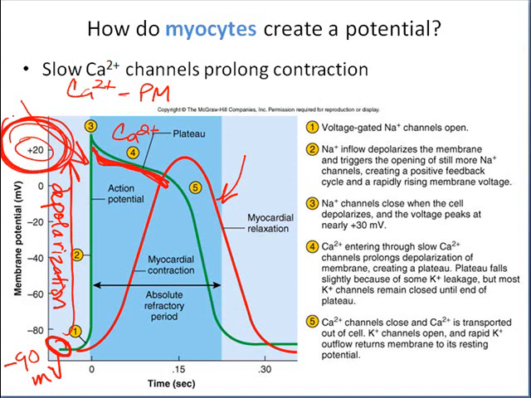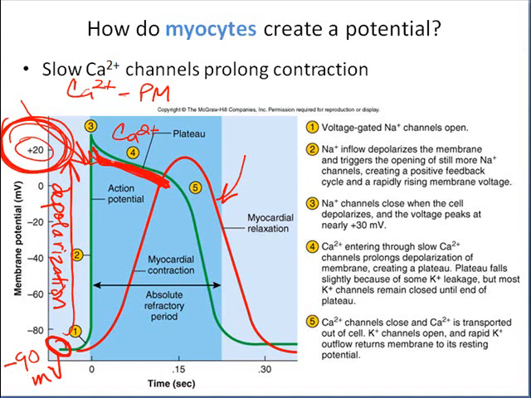This is important because we don't want to just have a quick twitch contraction like we see in skeletal muscle. That wouldn't be a sufficient amount of time for contraction in order to eject all of the blood from the ventricles, for example. We need a contraction that is sustained for a few milliseconds so that we get enough time to squeeze all that blood out of the ventricle. So that's the purpose of having this calcium floating around in there for a few milliseconds.